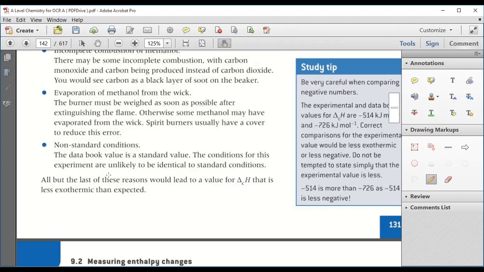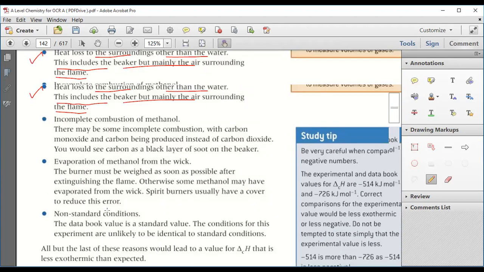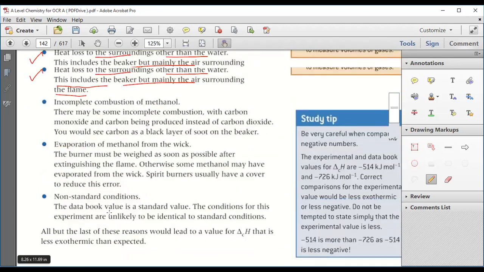So this delta H C is a little bit less exothermic than we were expecting. Clear? Any doubt in this?